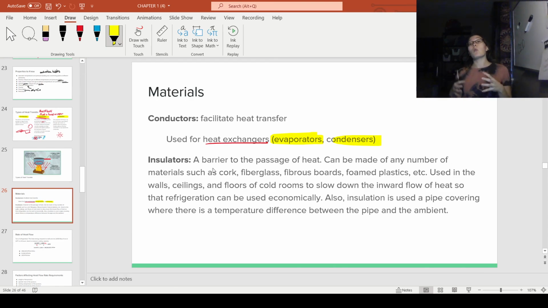Insulators, when you don't want heat escaping or heat getting in, are going to be a barrier to the passage of heat. They can be made using cork, fiberglass, fibrous boards, foamed plastics, all that kind of stuff. They are used in walls, ceilings, and floors of cold rooms to insulate them, to slow down the inward flow of heat so that refrigeration can be used economically, right?